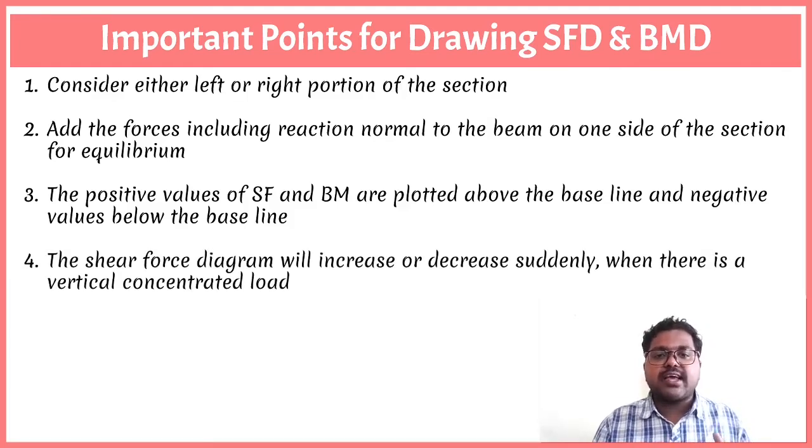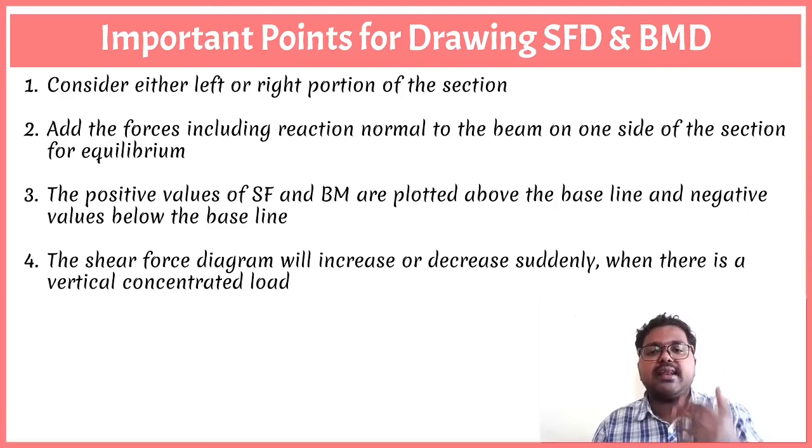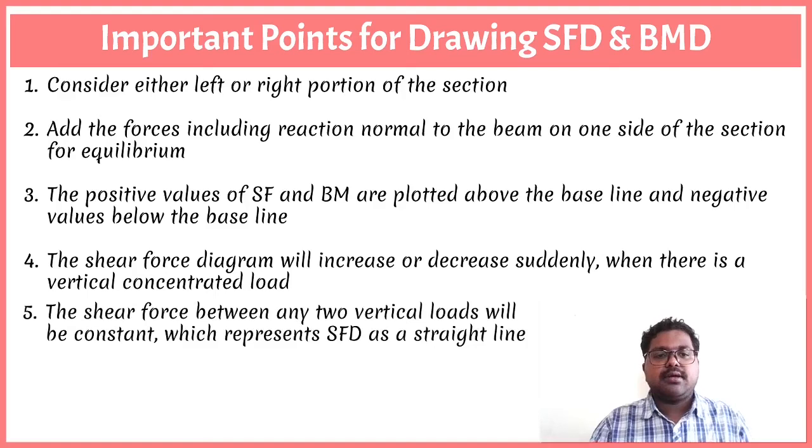Next, the shear force diagram will increase or decrease suddenly when there is a vertical concentrated load. So whenever a point load is acting on a beam, the shear force diagram either suddenly increases or suddenly decreases. Next, the shear force between any two vertical loads will be constant. Meaning if we are having two point loads, then the shear force between these two points is constant and goes horizontal, which represents the shear force diagram as a straight line.